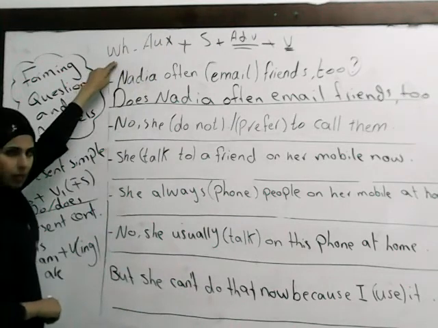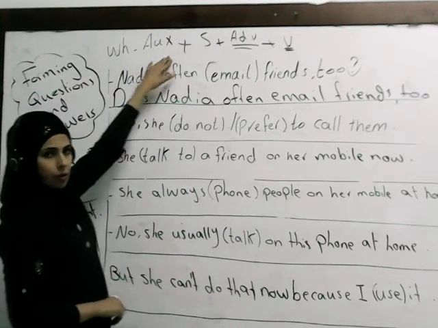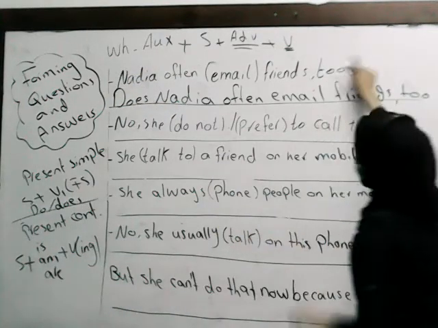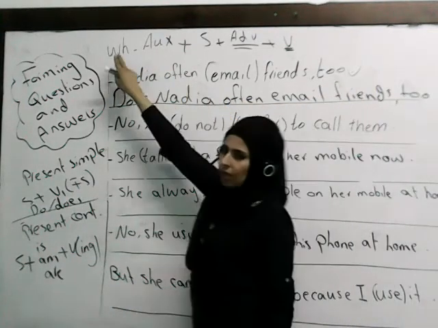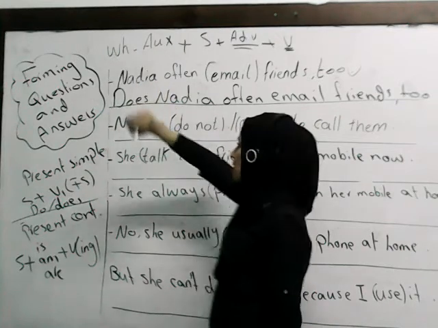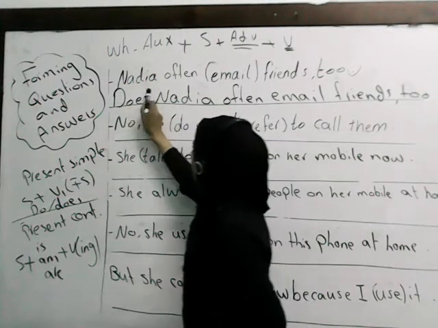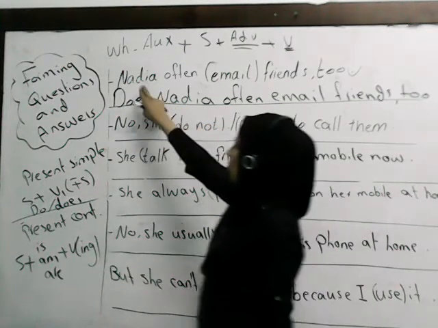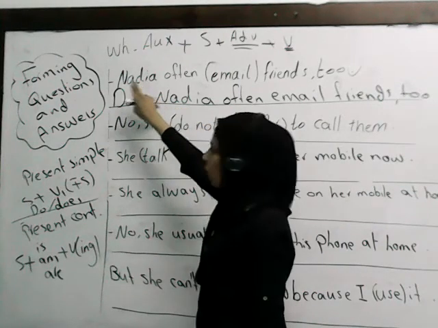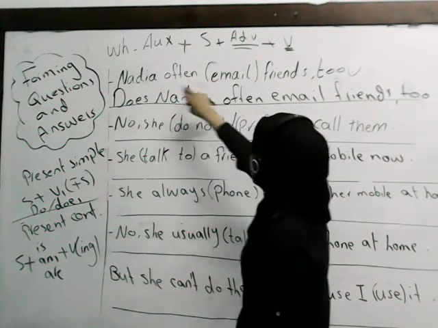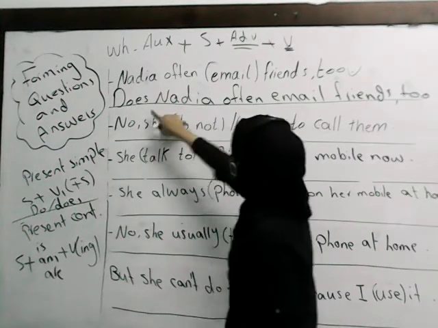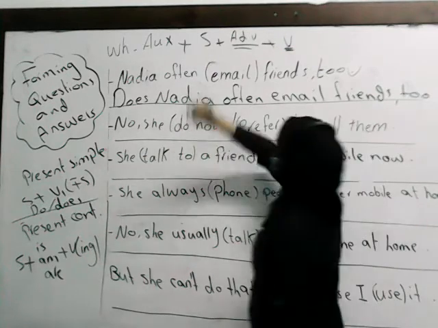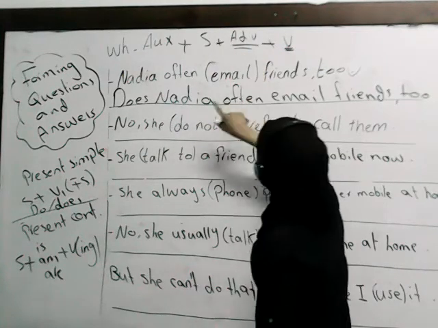WH word at the beginning and then auxiliary verb. In your sentence, you don't have any WH word and you don't have any auxiliary verb. You have to start with an auxiliary verb. I started with does because I have a singular subject with a present simple sentence. So I started with does. After that, add the subject, which is Nadia, and the adverb of frequency, which is often.